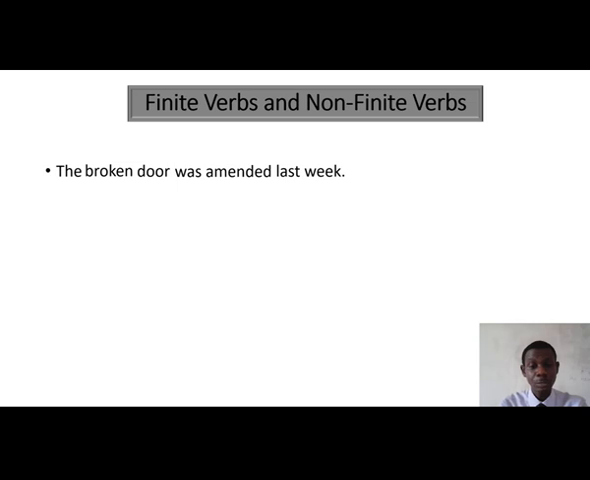Let's remove last week now and make it into present tense. Can we have the breaking door? Of course, that would be grammatically wrong. So once it cannot change, it is not a finite verb. So the broken door is amended regularly. The broken door is amended regularly. So what we have here, only was amended can be said to be a finite verb. Was amended is a finite verb, while broken is a non-finite verb.